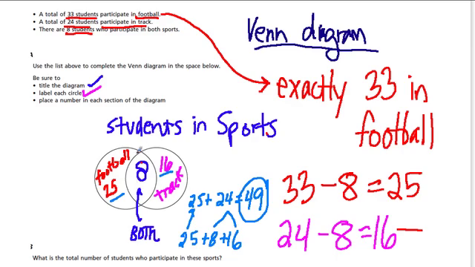So again, start with the center section, the intersection, that's the area that represents both. And then fill in the chunk that's just for one group, the football in this case, and then just track for the other. That just means that these 25 people are just in football, not in track, and these 16 are just in track, not in football, but these 8 are in both. And all we did to get these numbers, 25 and 16, is subtract the amount of students that are in both sports from the total groups. All right, hope that helped.